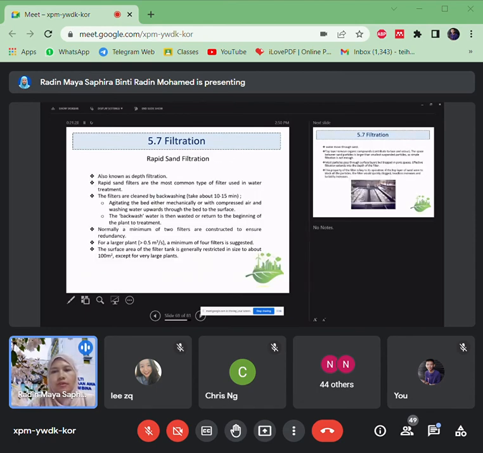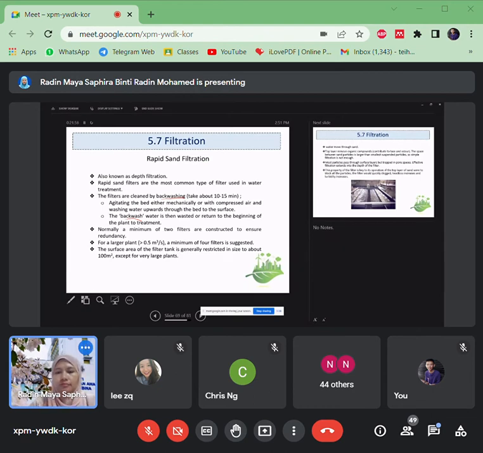Okay, one of the important criteria for the rapid sand filtration is how we do the maintenance. In most water treatment plants, usually they will clean by using backwashing. It takes about 10 to 15 minutes by agitating the bed, either mechanically or with compressed air, to do the backwash. This is how they clean the rapid sand filtration process.